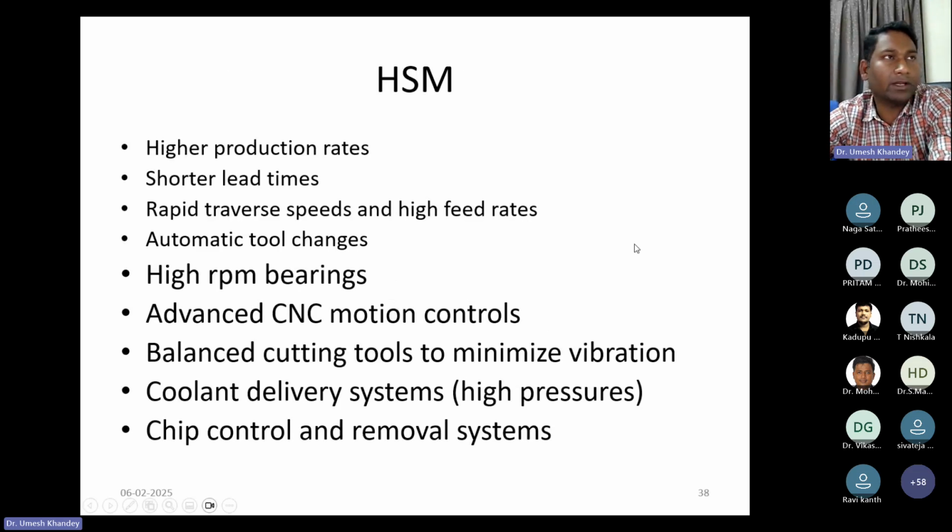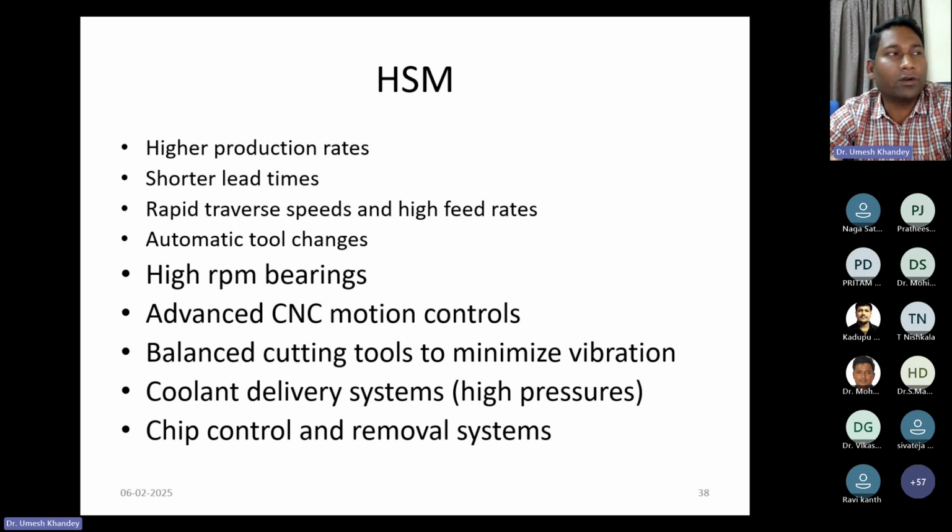So high speed machining means what? The high production rate you are going to achieve. Shorter lead time will be there. Rapid transfer speed and high feed rate will be there, and automatic tool changes may be there, to carry out the machining operations or the removal processes as fast as possible. We have to concentrate on these 4 points.